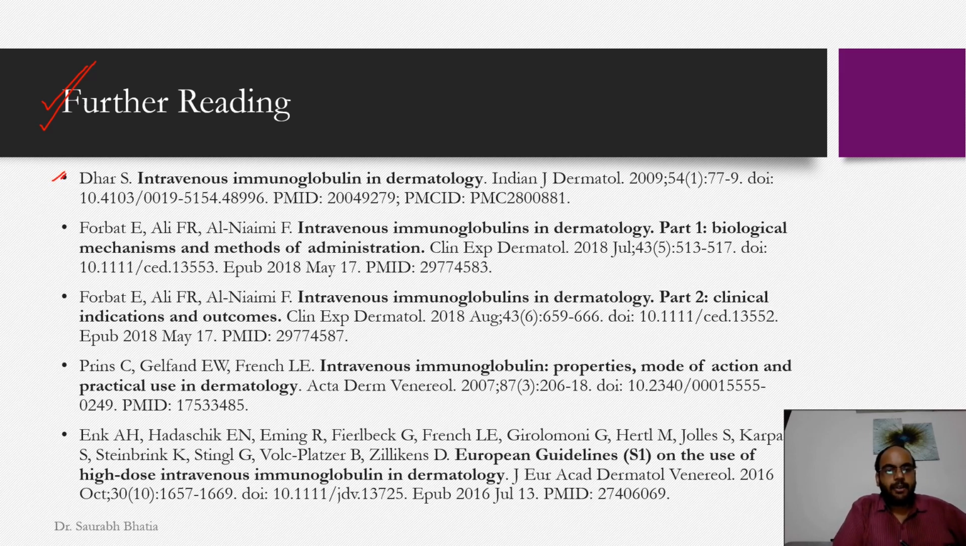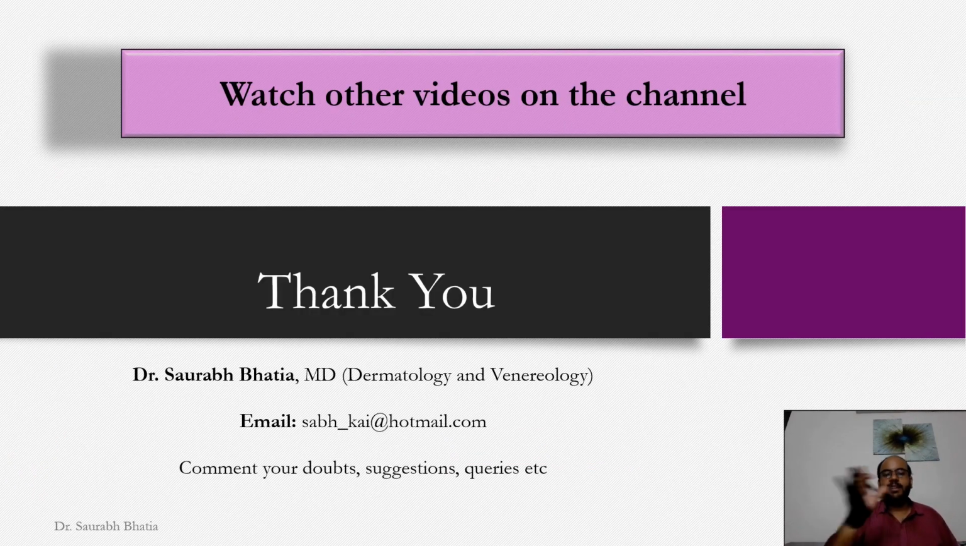A few of the articles that I've gone through are good articles. These are all very good articles, and I will copy paste the URL link. All you have to do is just copy paste into your browser, access the full article and read. This includes IV immunoglobulins in dermatology, part 1 and part 2, one Indian study on properties, modes of action, and one European guideline. This is a very good paper. I would say that you should read this, and you should read this. So these two are very good articles. Go through them and go through this video, and you will understand whatever is required for you to understand for IVIg. So with that, this presentation is over.